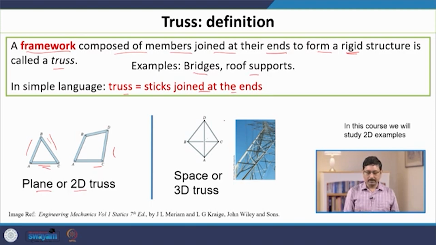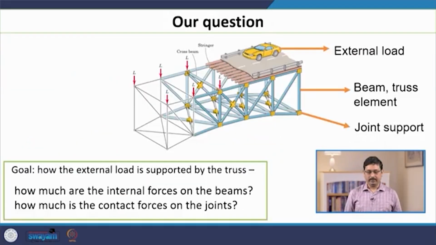So, this is an example of a 3 dimensional framework, which is also called a space truss. Now, for simplicity, we are going to take examples with 2 dimensional truss. It is easier to draw and analyze, but the method of solution will remain more or less the same if you go to 3 dimension. It is just that the calculation becomes slightly more complicated. So, let us now define the question.